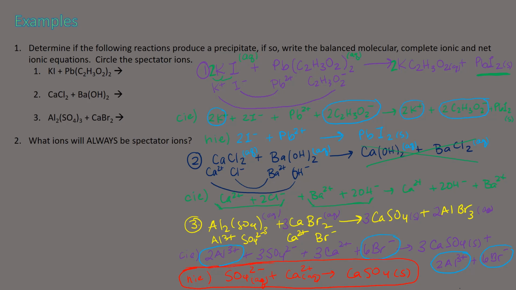All right, so there's that answer, and then here's the main answer for this one. What ions will always be spectator ions? Things like nitrate, the alkali metals, because they're always soluble. So anything that says always soluble on the solubility rules are always going to be spectator ions in every situation.